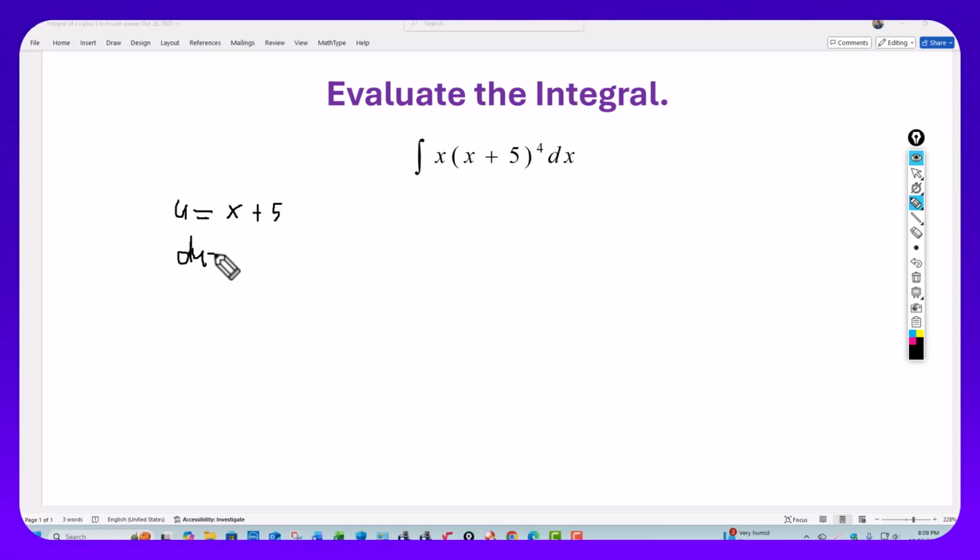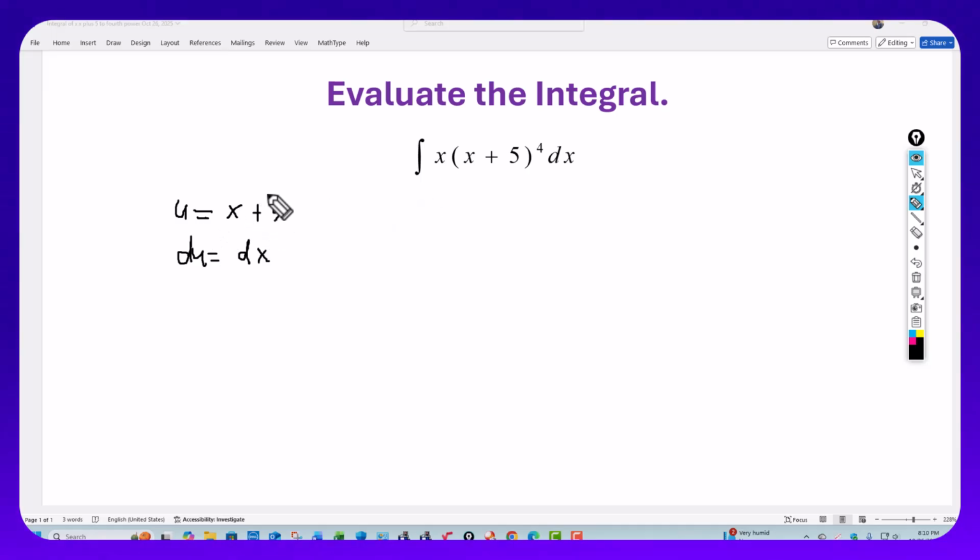Then du would be the derivative of x plus 5, which is 1, so this will give me a dx here. So we have a representation for the x plus 5. That'll be u. The dx over here would be du. Nope, we can't have any variables like an x. Just a variable u now.